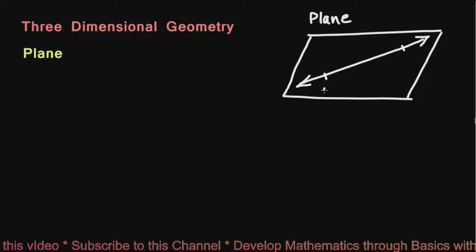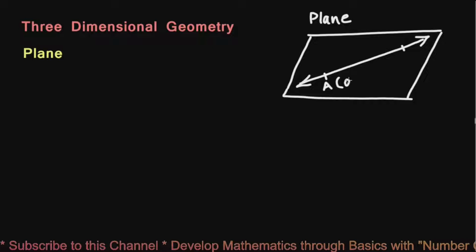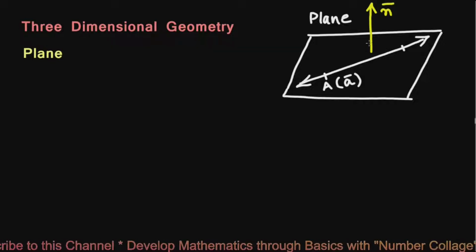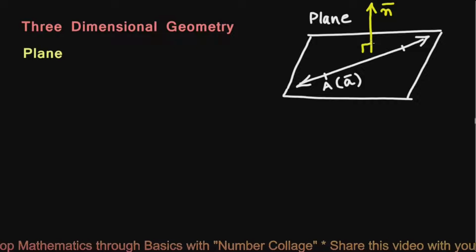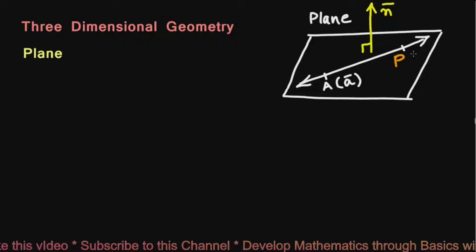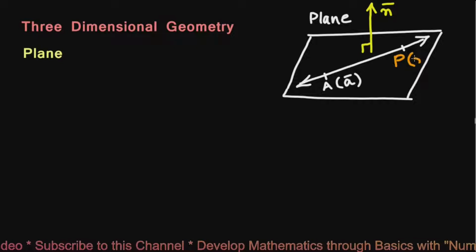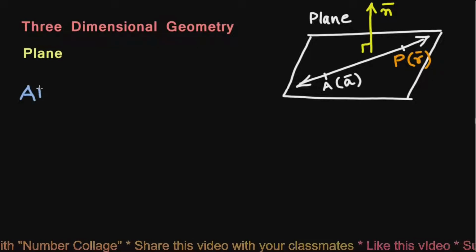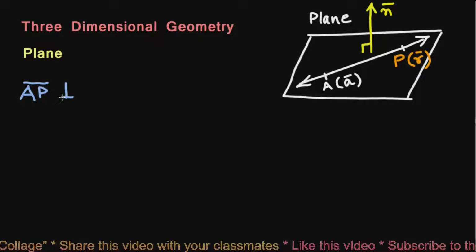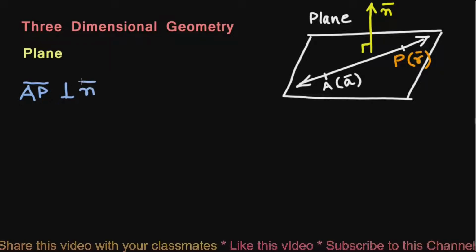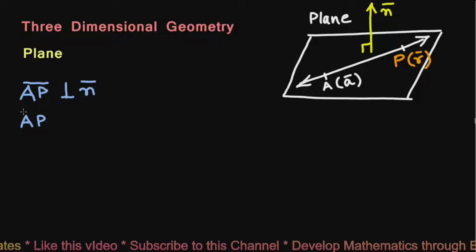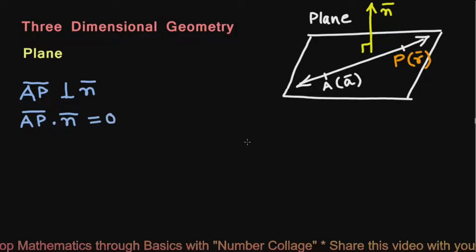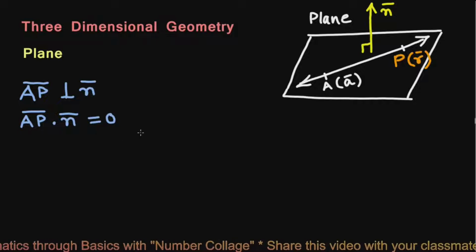Consider point A whose position vector is a bar on this plane, and let n bar be a normal vector to this plane. Let P be another point on this plane whose position vector is r bar. Then vector AP bar will be perpendicular to this normal vector n bar. Therefore, the dot product of AP bar and n bar will be 0 because they are perpendicular vectors.